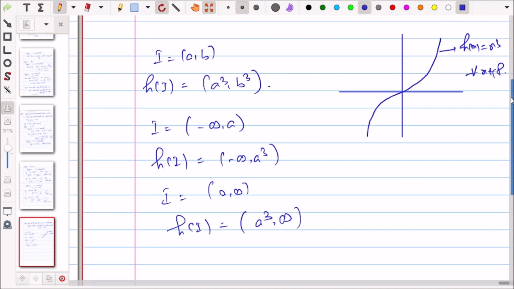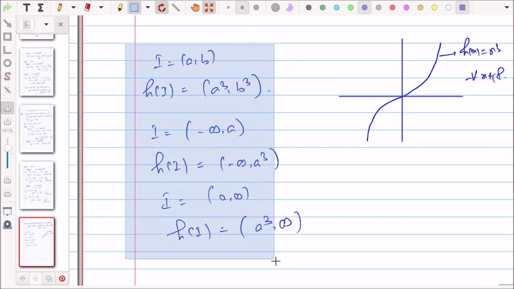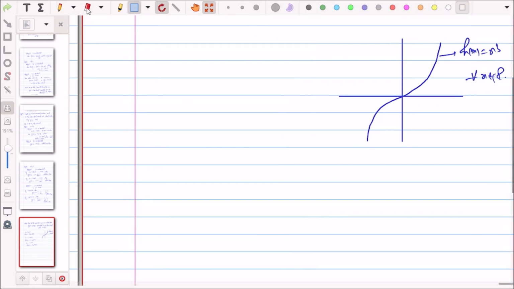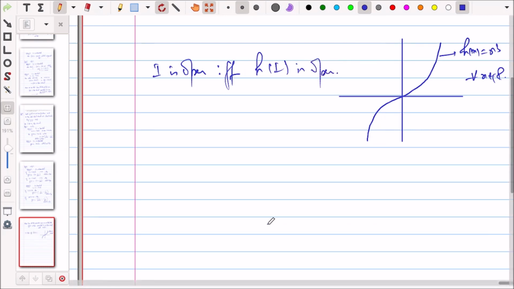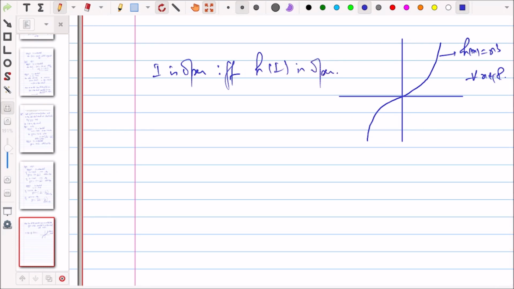So basically you can simply write that I is open if and only if h of I is open. So basically this is the proof.